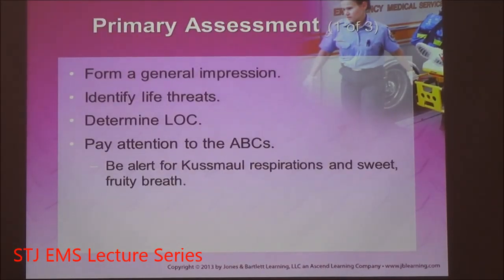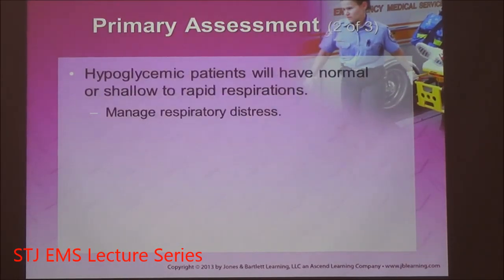Form that general impression and look for any life threats that you might find. Determine their level of consciousness, right? Be aware of the ABCs. Oxygen really should be playing a major role in treatment of our diabetics, either hypo or hyperglycemic. Fruity odor on the breath, that's something you can look for, but if you've got Kussmaul's respirations, they're a known diabetic, and they're unresponsive, I would jump to the conclusion that's DKA with or without the fruity breath odor.